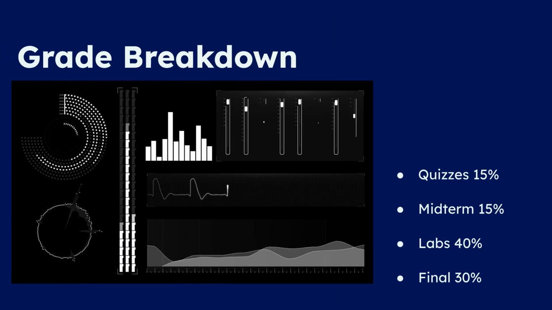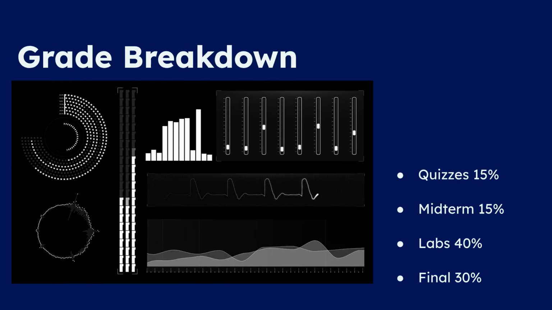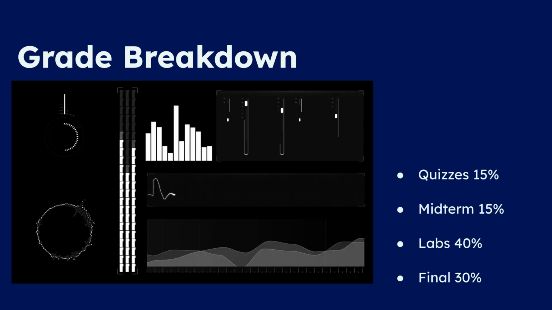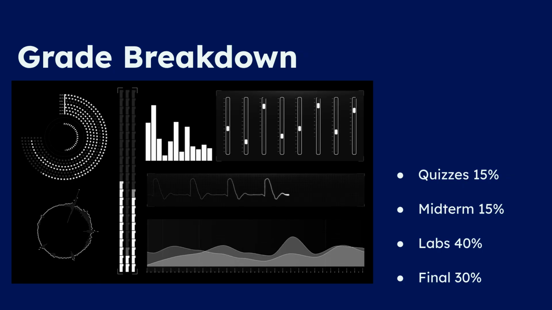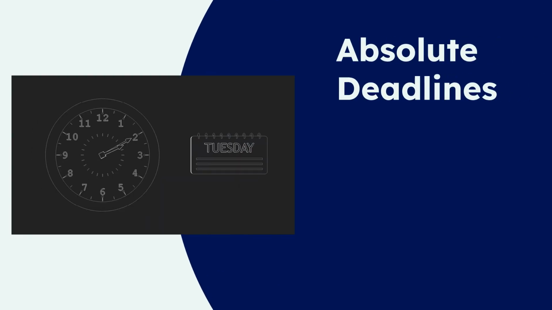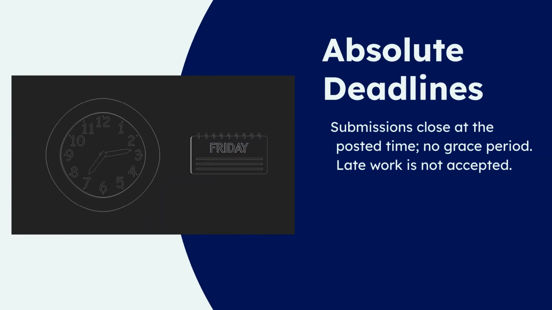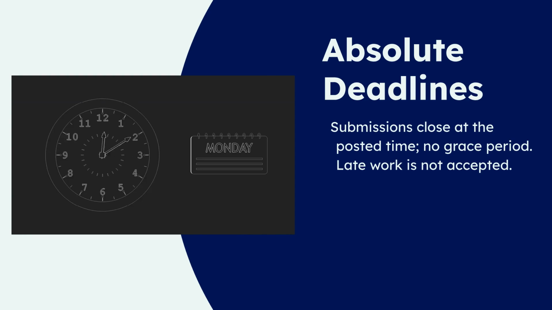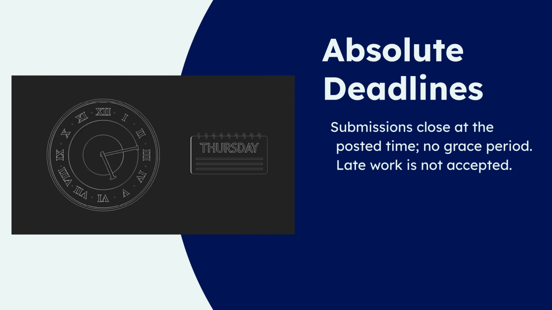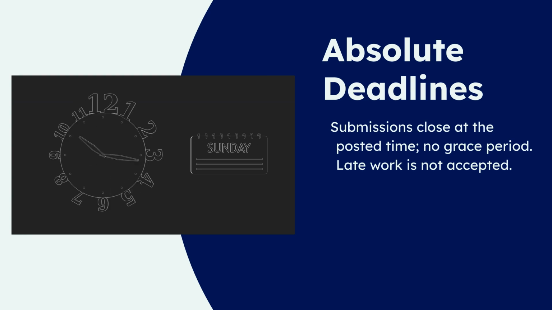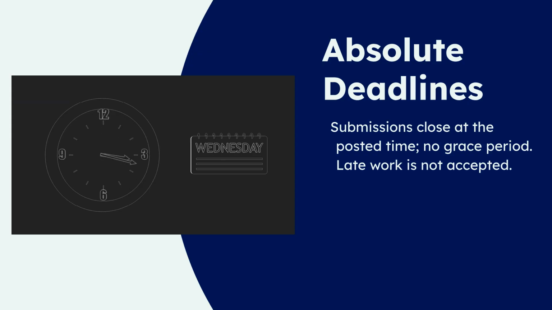It is critical to understand the grading breakdown and the firm policy on deadlines for this course. Your final grade is weighted as follows: quizzes 15%, labs 40%, midterm 15%, and final 30%. Deadlines are absolute. Submissions close at the posted time. There is no grace period. Late work is not accepted except for documented emergencies per college policy. Plan backward and verify your upload.